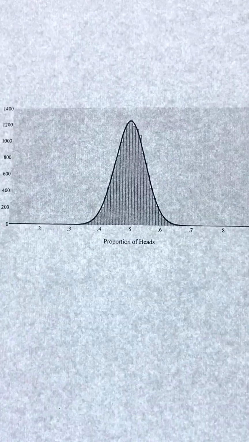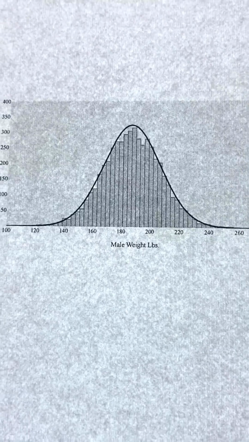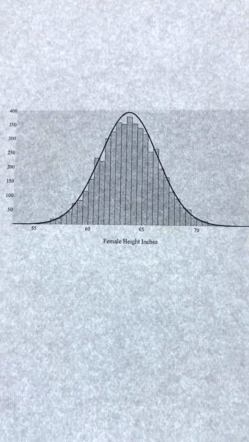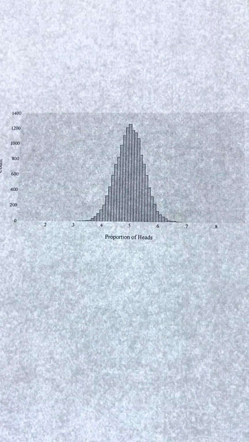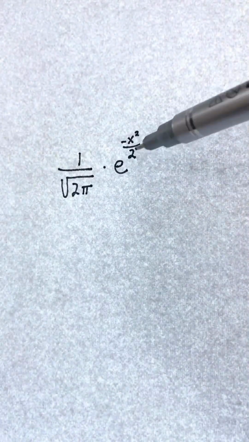The amazing thing is that this bell curve shows up in many different places. Here's a similar bar chart showing the weights of 10,000 adult males. Here's one for the heights of 10,000 adult females. And here's 10 years of daily stock return history. It turns out that many random processes in our world happen to be governed by the same function that describes a series of random coin tosses.